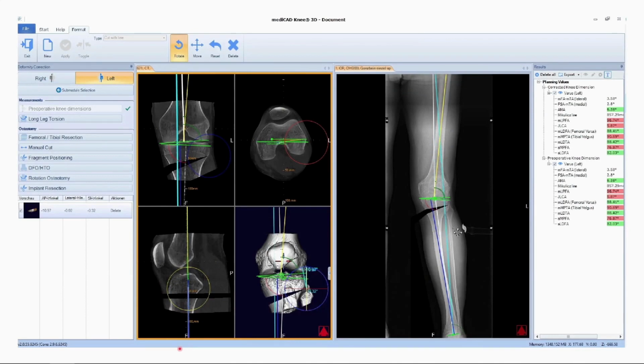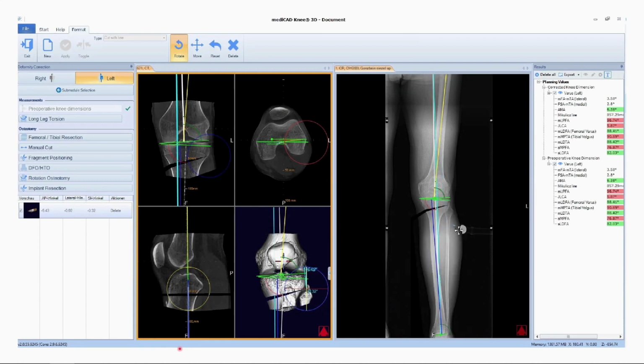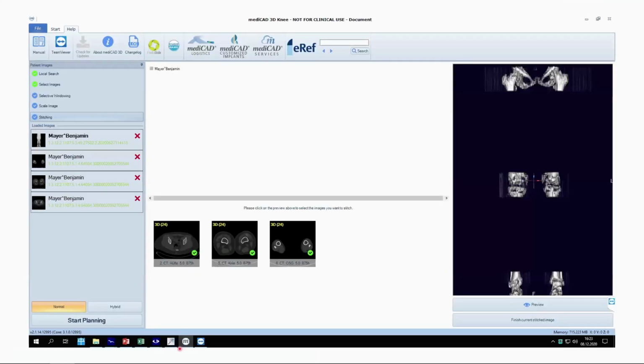Well, if you look at the combination of both and what solutions there are, voila, there we have the 3D module from Hectic, mediCAD 3D knee, which is already available on the market. Here you can see a so-called hybrid planning, that is a matching of a CT dataset and a whole leg image. Here they are trying to combine both components in the planning. How does that work? That's not quite trivial.